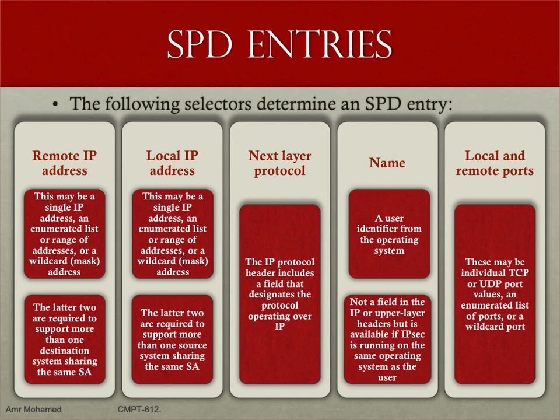Okay, so just the fact that we have these selectors to select a traffic doesn't mean that this traffic will have to use security through ESP or AH. When we identify this policy, we have to have an action that corresponds to this particular traffic. So the action could be either protect using ESP, or bypass.